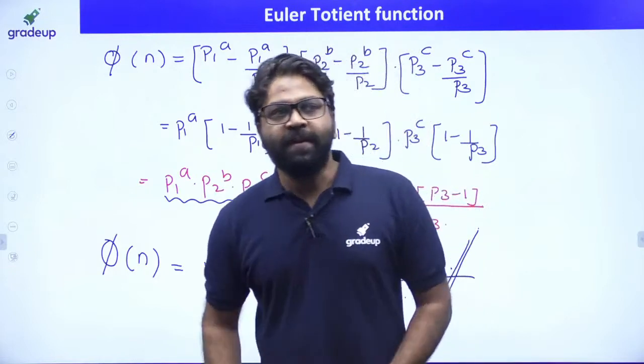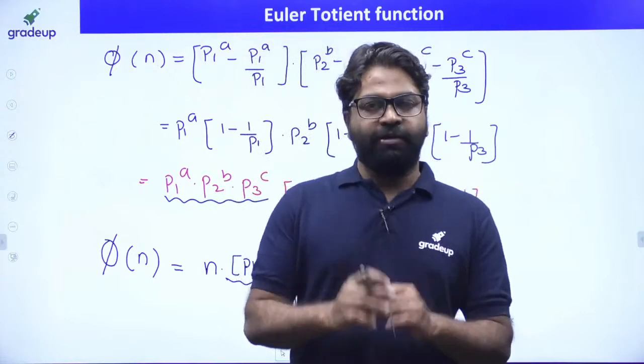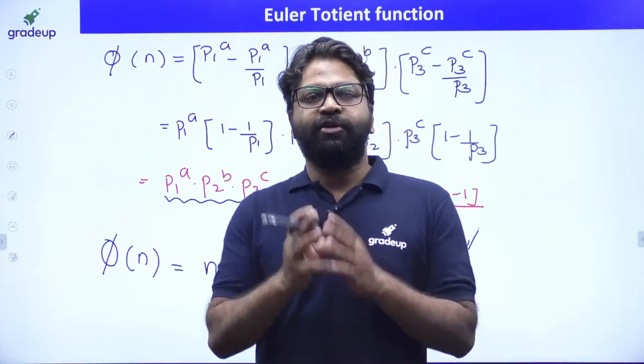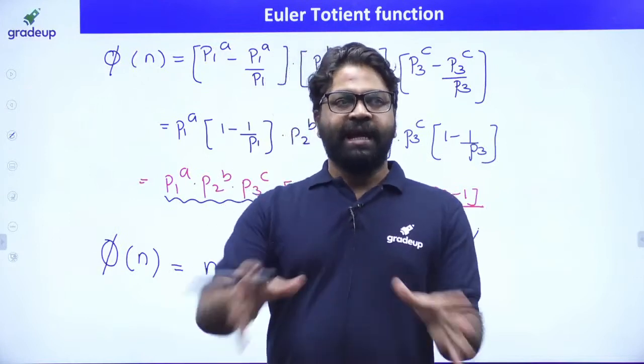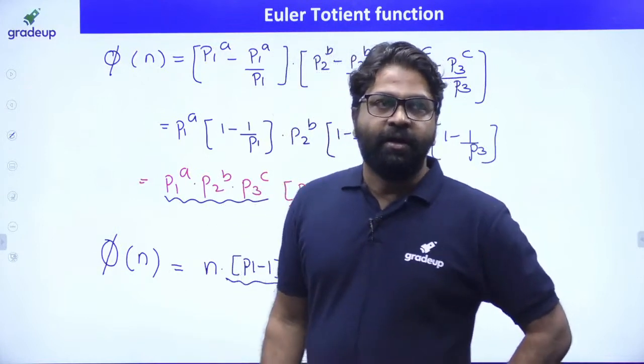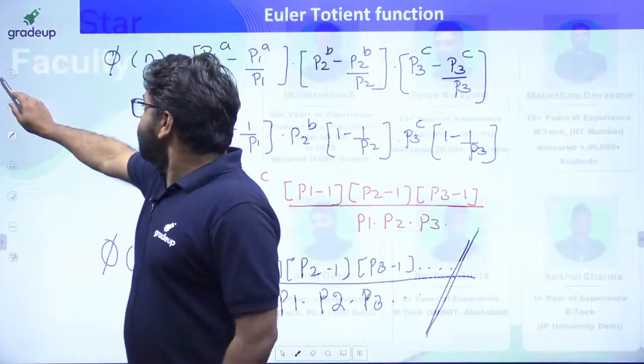Okay, so in this manner today we have completed one particular topic. And what is that topic? That topic is basically the totient function of n. In this way we can calculate everything related to that. Okay, so that's it for today. So we have already covered all the things.